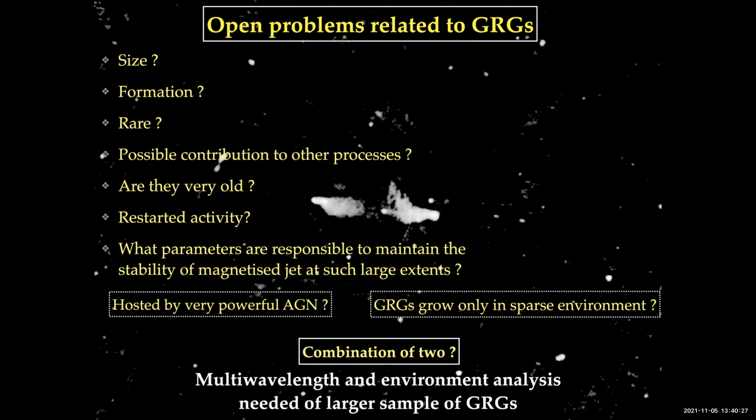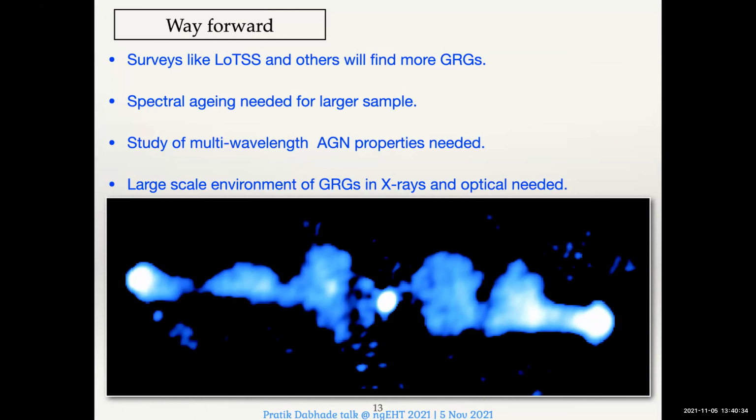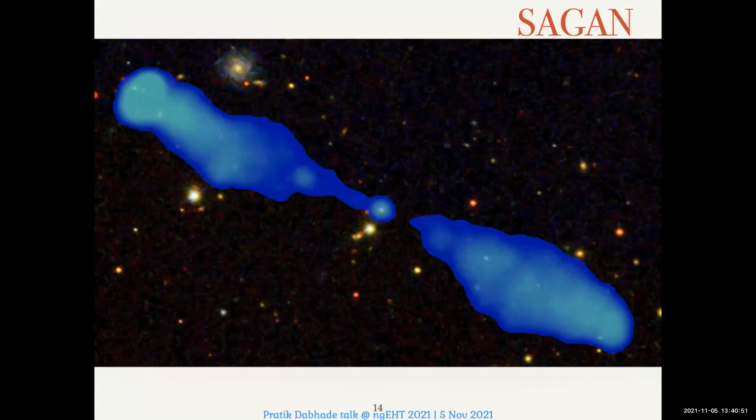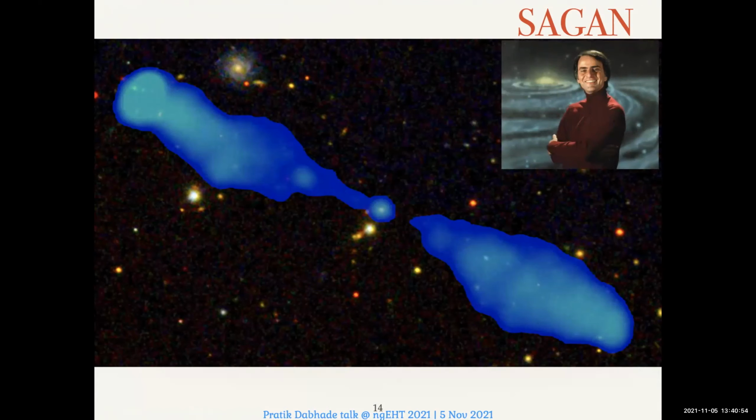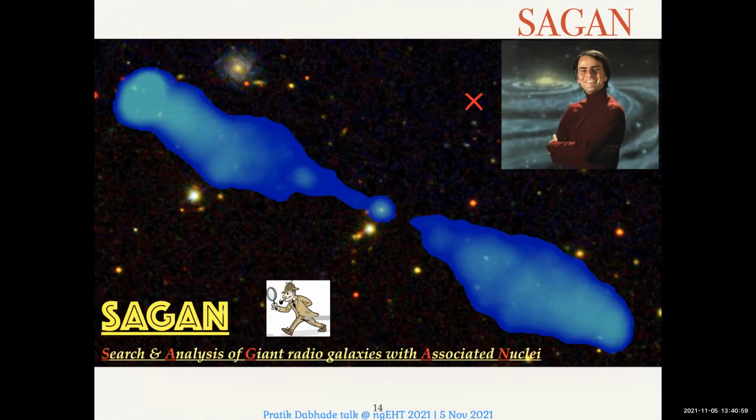So we need to perform a multi-wavelength, multi-frequency study of a much larger sample to answer these questions. To achieve that, we need to carry out searches from new and old surveys using optical data and sensitive telescopes for follow-up. Therefore, we came up with this project called Sagan. It has nothing to do with the great man Sagan, but it's an acronym for Search and Analysis of Giant radio galaxies with Associated Nuclei.